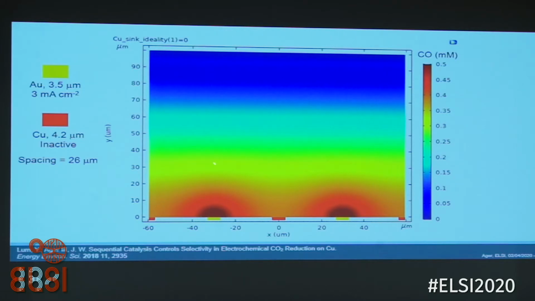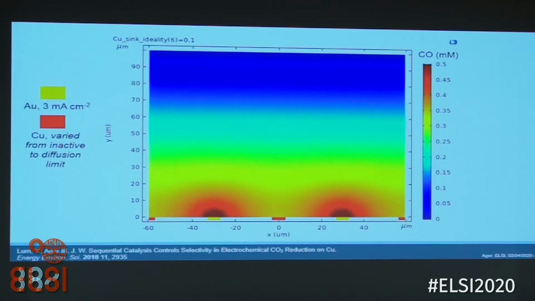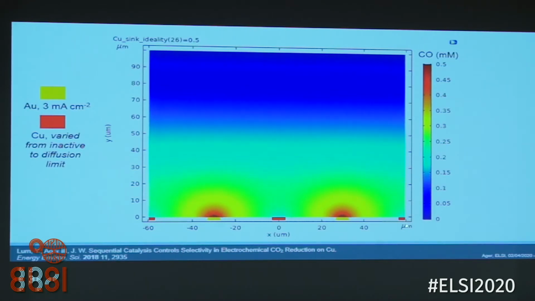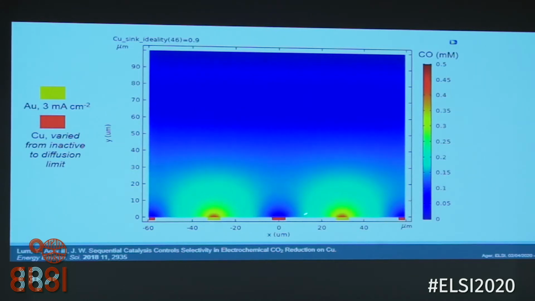Now let's see what happens. You can see that it diffuses out to the diffusion layer with 100 microns. You see the diffusion as the concentration gradients as the CO diffuses out. So what happens when we turn on the copper? Well, you can see that it's very effective, even though it's 26 microns away. It's sucking up much, if not, actually I'll show you over 50% of the CO can be converted over here at the copper, even though the distance is quite large.